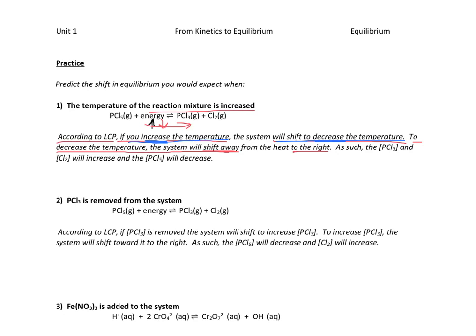The last thing we need to make reference to in our answer is the changes in the other equilibrium species because of the shift. Since we're shifting towards PCl3 and Cl2, their concentrations will increase. Since we're shifting away from PCl5, its concentration will decrease. So in our answer, we're going to say, as such, the concentration of PCl3 and Cl2 will increase, and the concentration of PCl5 will decrease. And recall that a square bracket means concentration.